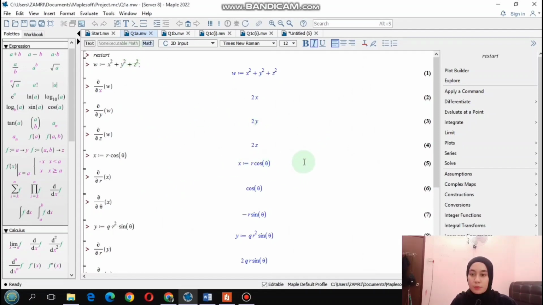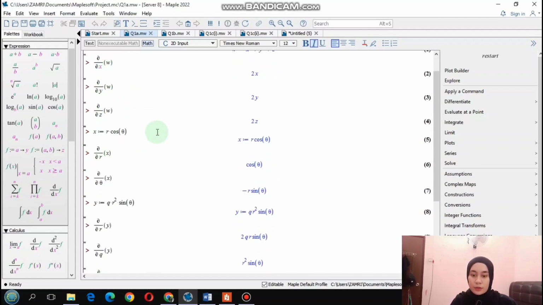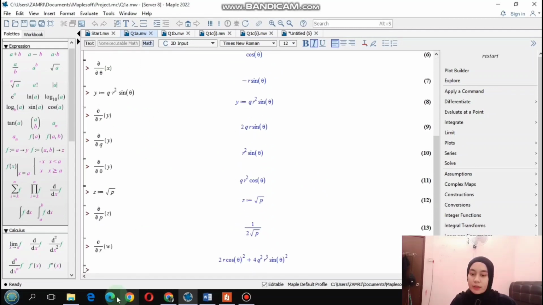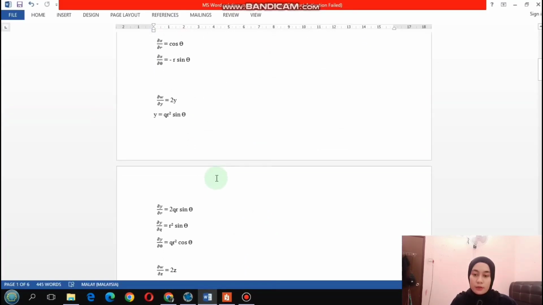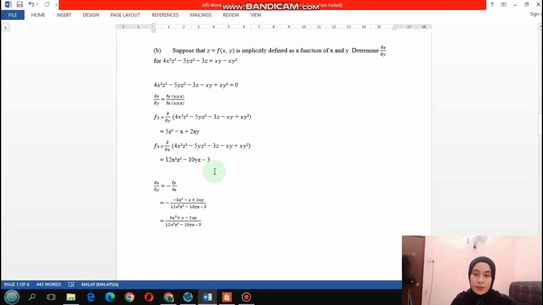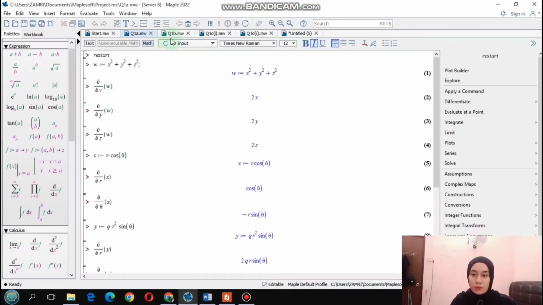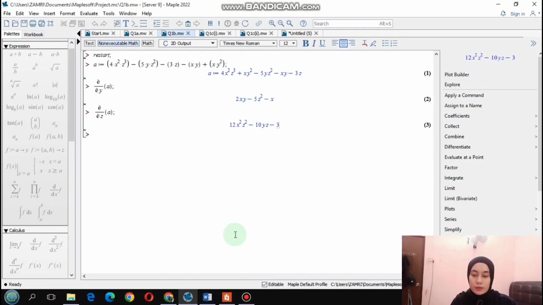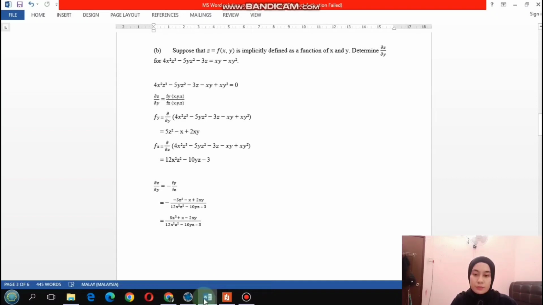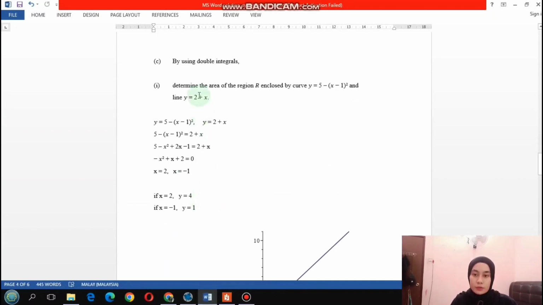I'll show you how I'm using Maple software. Here it is, and I got the last answer. We also have question 1B. I put question 1B in the Maple software, and I got the same answer as the calculation.